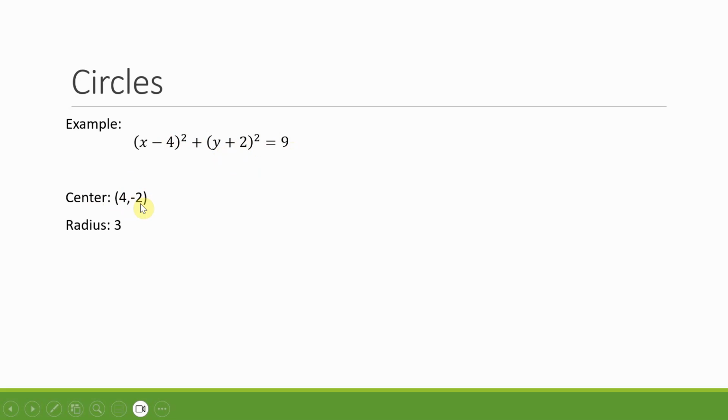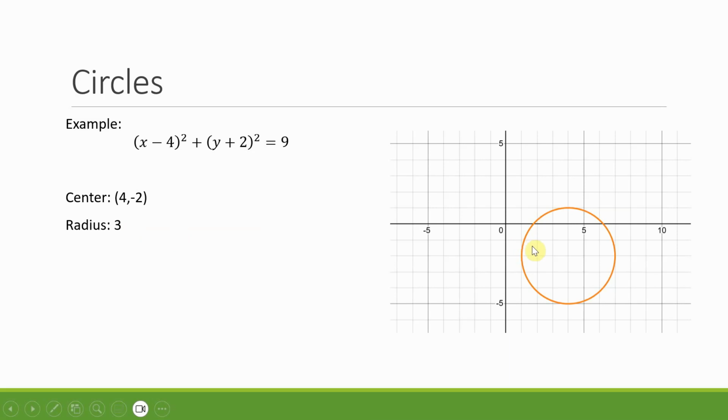So that's my center. The radius will be the square root of this, because it's not something squared, so it's 3. Sorry, I keep using 3 and 9 as my example. I'll switch it up some later, but that's just an easy one. So this is what I'm looking for. If I go to my center, I go 1, 2, 3, 4, and down 1, 2. This will be the center, and the radius has to be 3. So from this center, I go 1, 2, 3 to find the edge of the circle. This is what I'm looking for.